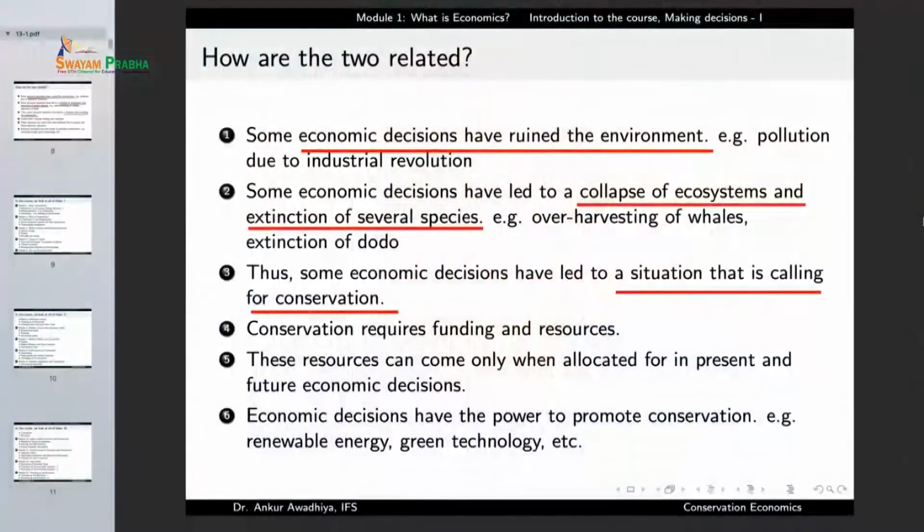Because of all our actions and the actions of our forefathers, we are now in a situation that is desperately calling for conservation. Here again, we can correlate that these were the economic decisions of the past that have led to this situation. So this is another relationship. And also, conservation requires funding and resources. And when we talk about economics, economics is the science of making decisions on how to use the scarce resources.